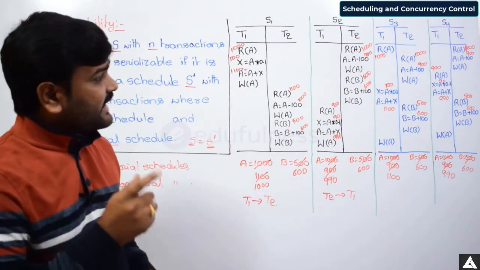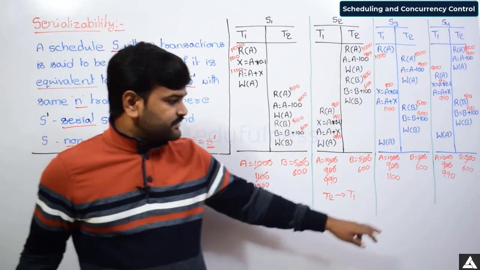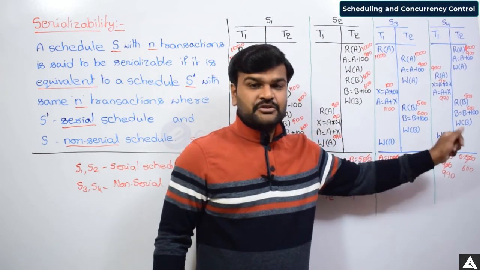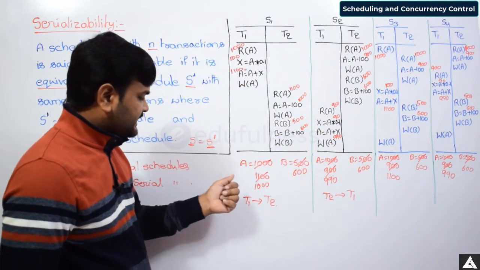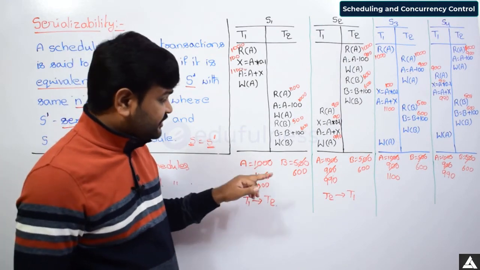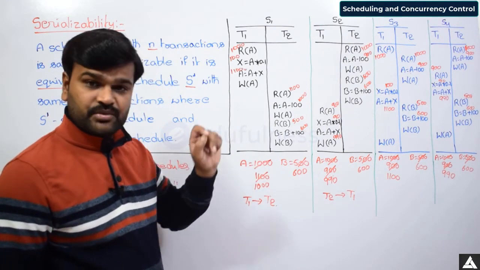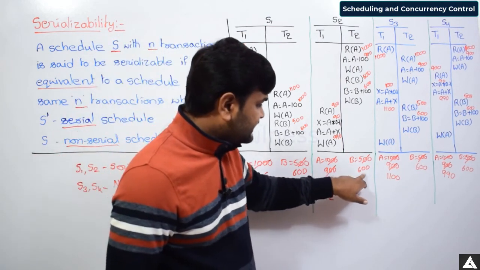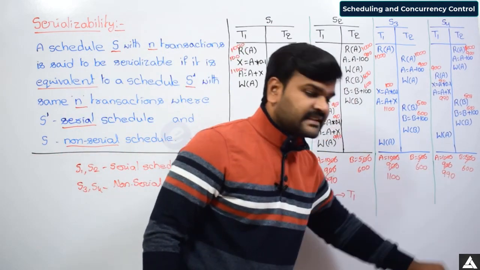Now if you observe the S4 result, the A value is 990 and the B value is 600. So 990, 600. Is there any serial schedule producing that output? So that is 1000, 600, and 990, 600, 990, 600.